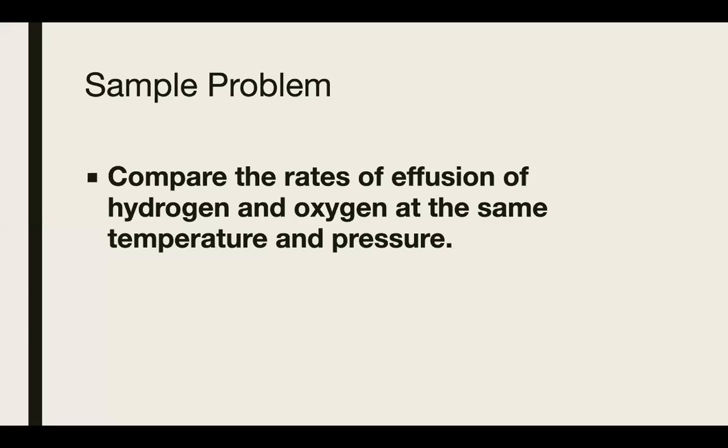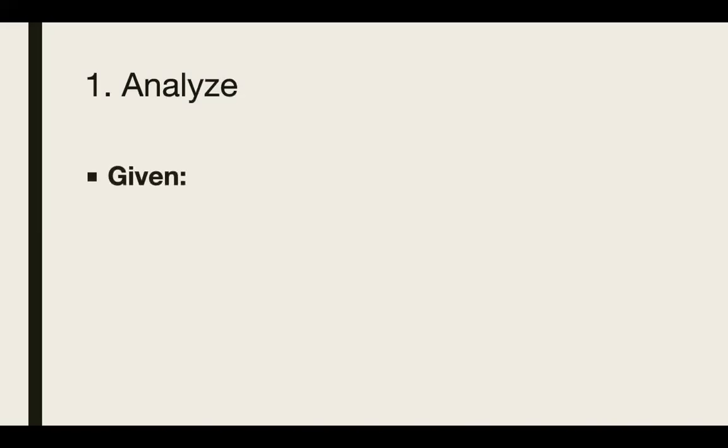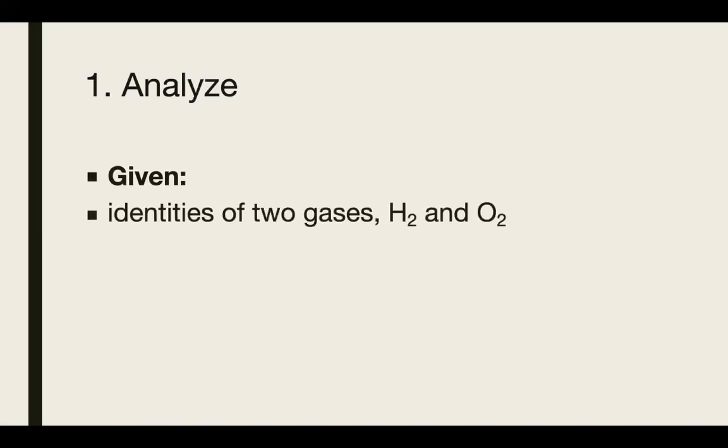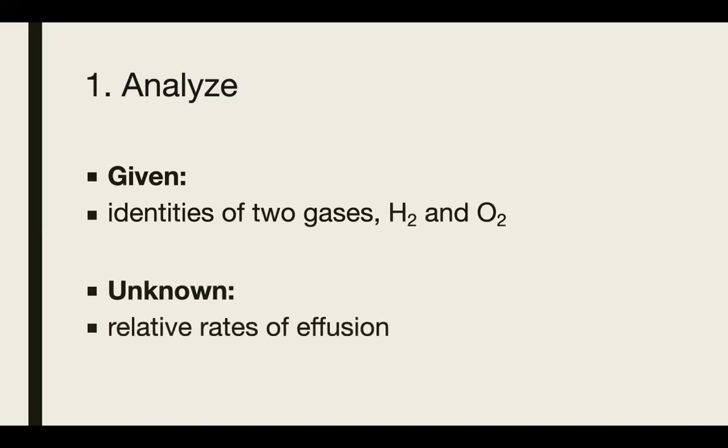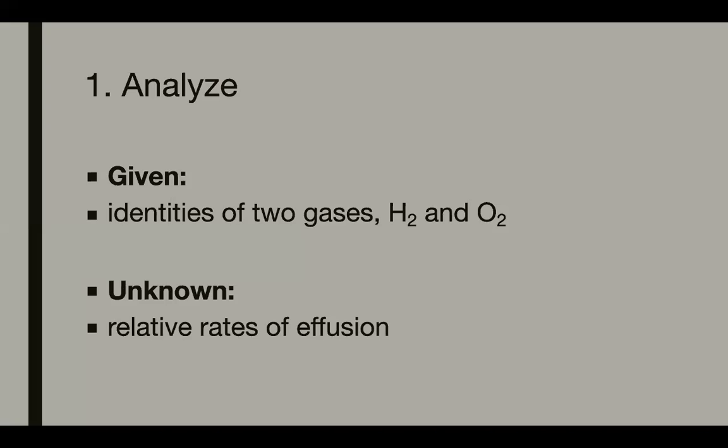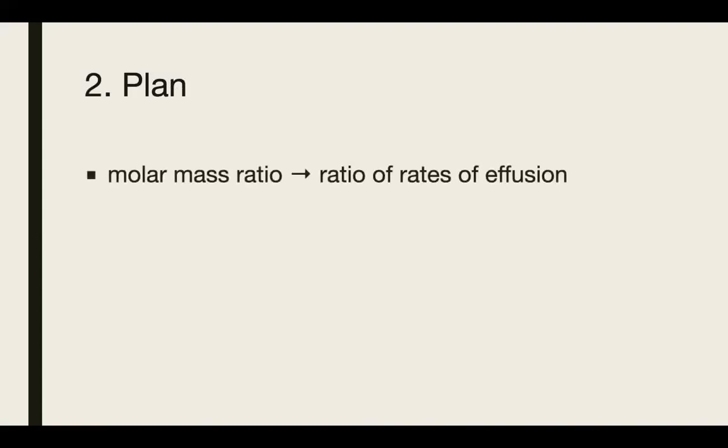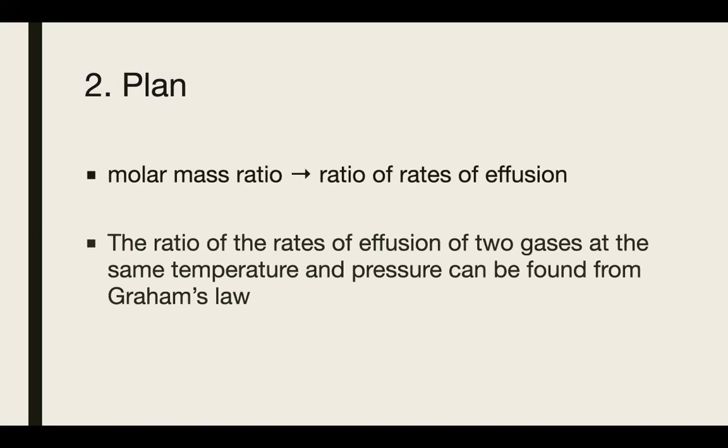So let's do a sample problem. Compare the rates of effusion of hydrogen and oxygen at the same temperature and pressure. The first thing we do is analyze the information we're given. We're given just the identities of the two gases, hydrogen and oxygen, and they want us to find the relative rate of effusion. So we're going to take the molar mass ratio, which gives us a ratio of the rate of effusion, and we're going to use Graham's law to do that.